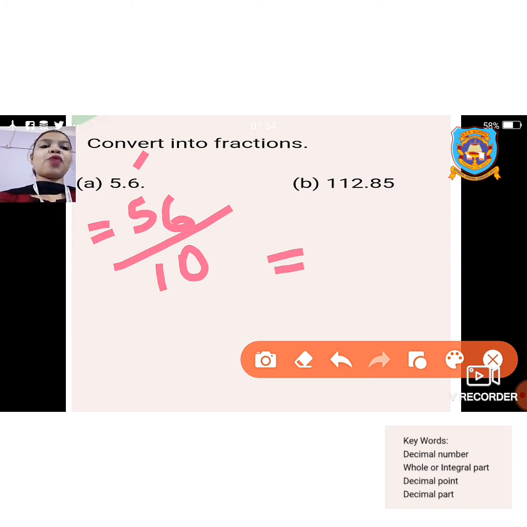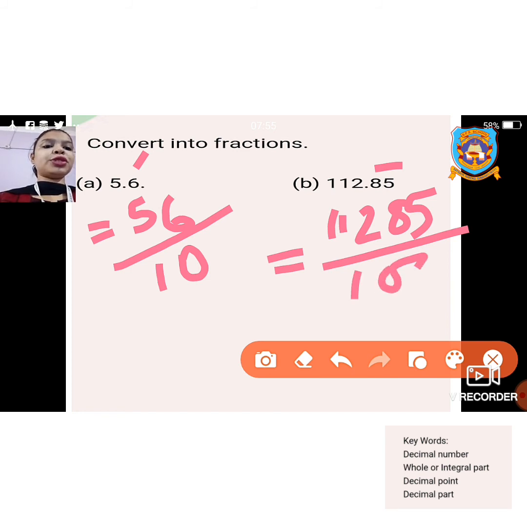Similarly, I have taken here 112.85. First I'll remove the decimal point. Then I will count after the decimal point how many numbers are there. There are two numbers, 8 and 5. Write 1, put 2 zeros. In this way, we can convert a decimal to a fraction.